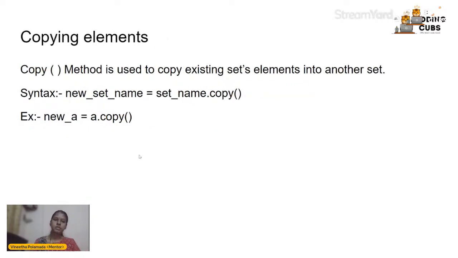And then copying elements. The copy method is used to copy existing set elements to another set. Why should we do that? Why can't we just assign S1 equal to S2? Even that will copy the set elements, right?